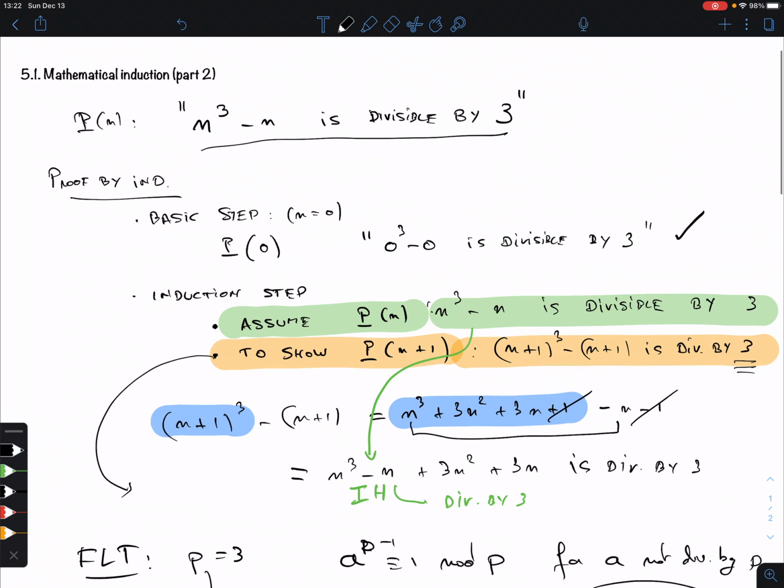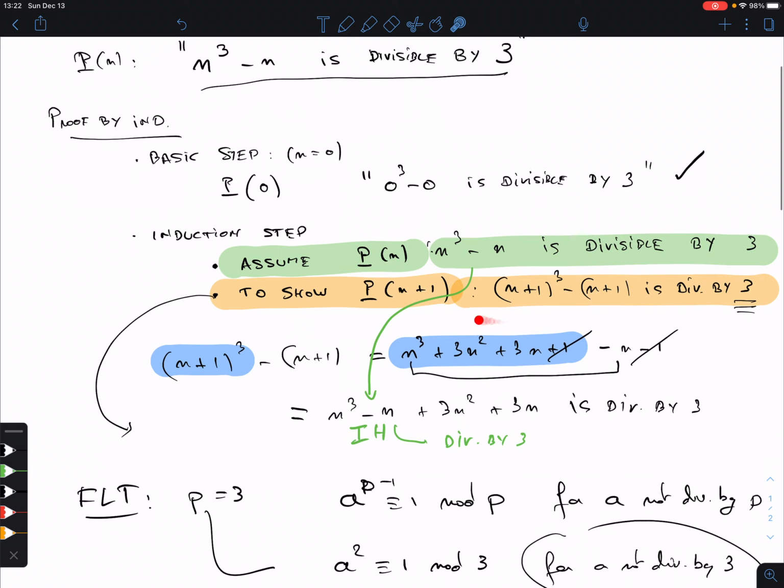We proved this here for 3, but this is true for any prime: n to the p minus n is divisible by p. And the proof is exactly the same, except that you need to know the binomial theorem for cubes, which people tend to memorize. But for higher p, it gets a more complicated formula, and then you have to analyze that formula a little bit. But that's not the part of what I want to talk about now.